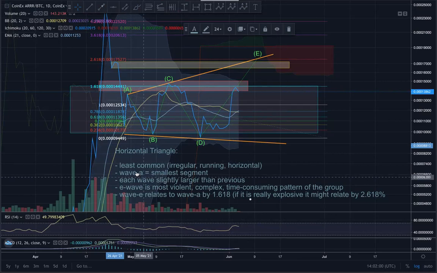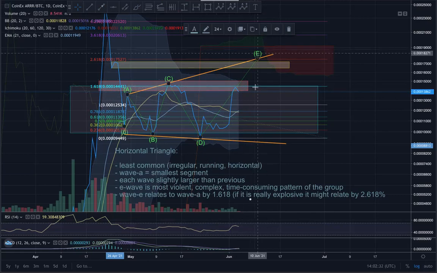All right, so wave A is the smallest segment, got it. Each wave is slightly larger than the previous, got it. The E wave is the most violent, complex, and time-consuming pattern of the group. Well, I do believe this is pretty violent, and if we get here, we're going to get some more violence. There is a degree of complexity that will form if we get a couple of corrections like that. Maybe we see some more sharp volatility. And in terms of time consumption, for it to complete, it will have taken quite some time compared to the others.